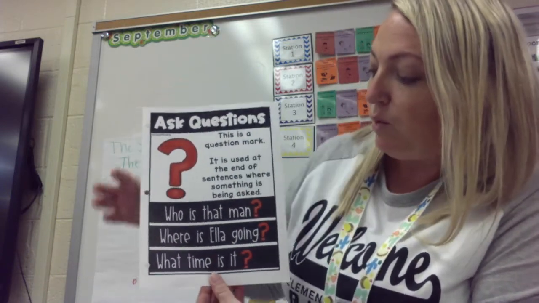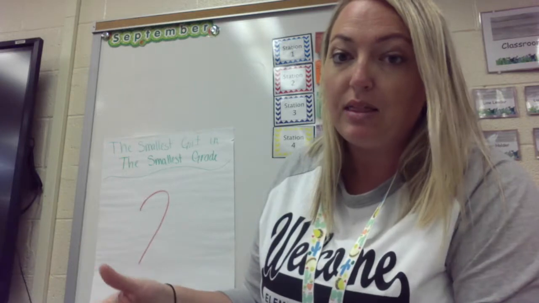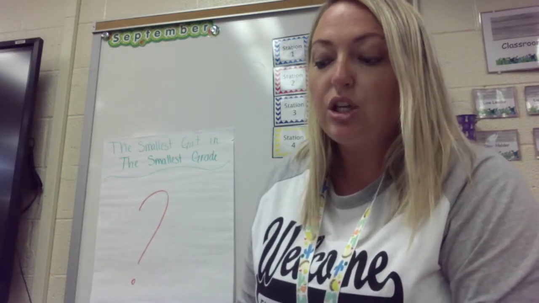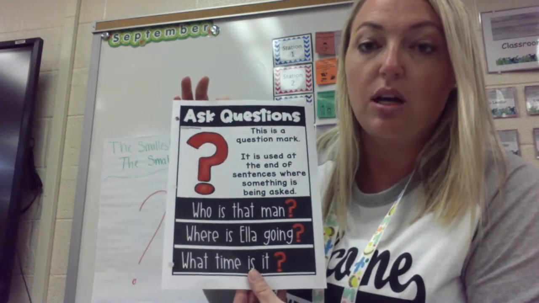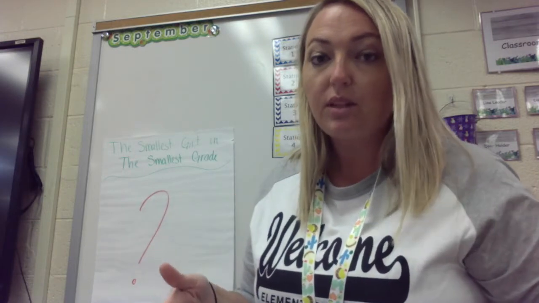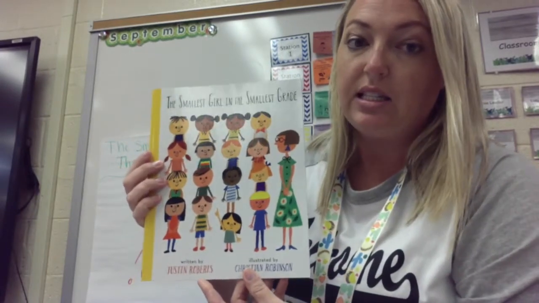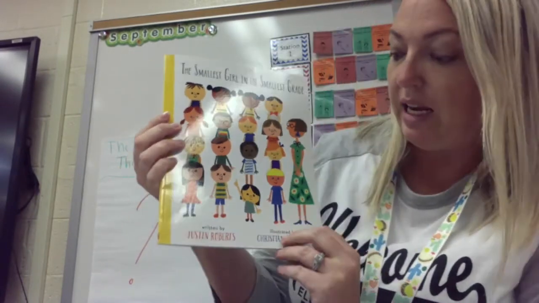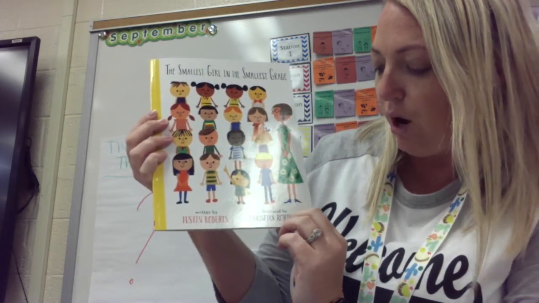When we ask questions, we want to know who, maybe where in the story, or what time the story was taking place. So we sometimes see question marks at the end of sentences because something is being asked, or we have a question to ask about a story. This week's story is The Smallest Girl in the Smallest Grade, and it is written by Justin Roberts and illustrated by Christian Robinson.